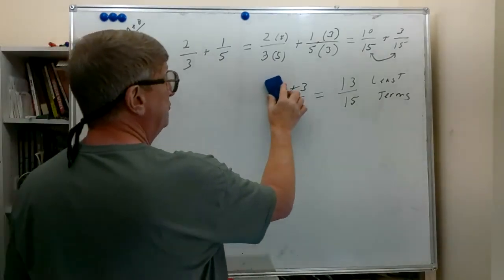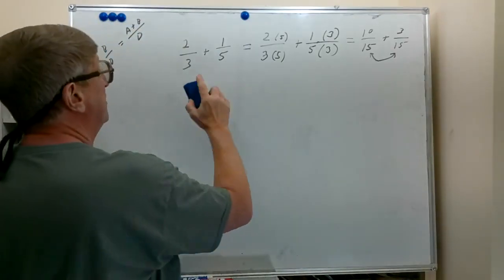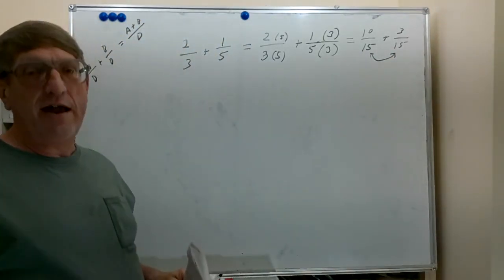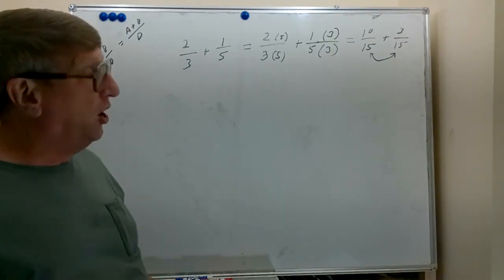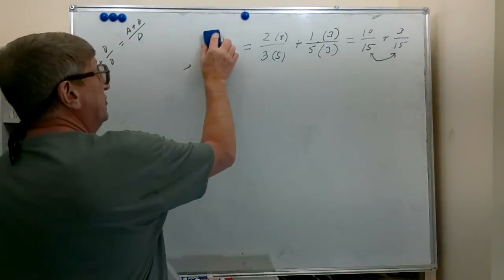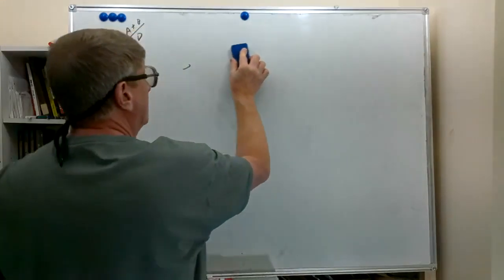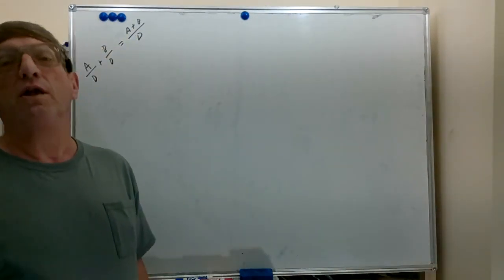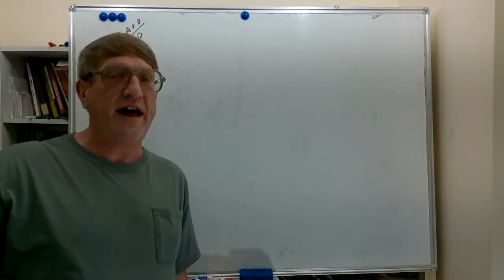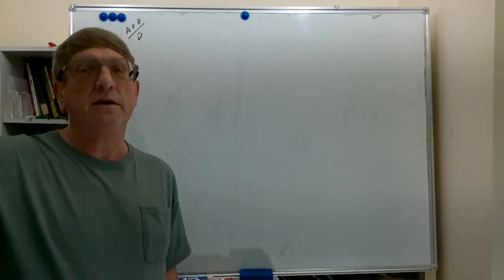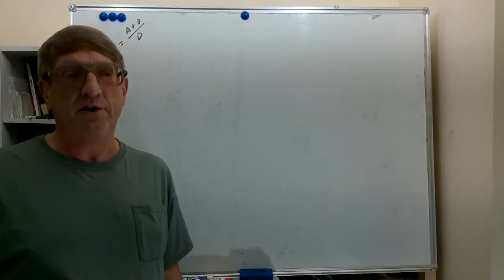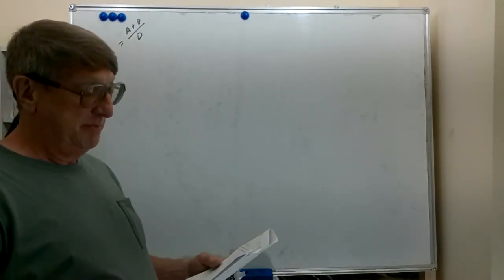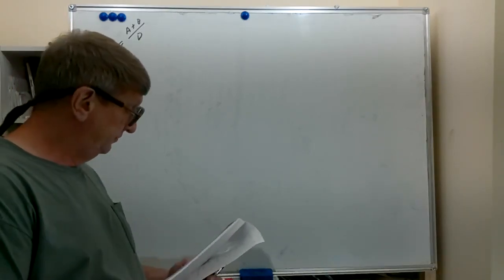Whichever method you choose, you need a common denominator and you need equivalent fractions, and it is desirable to reduce your answer to lowest terms. Which, just to remind you, lowest terms means there are no common factors between the numerator and denominator. That is the meaning of lowest terms.